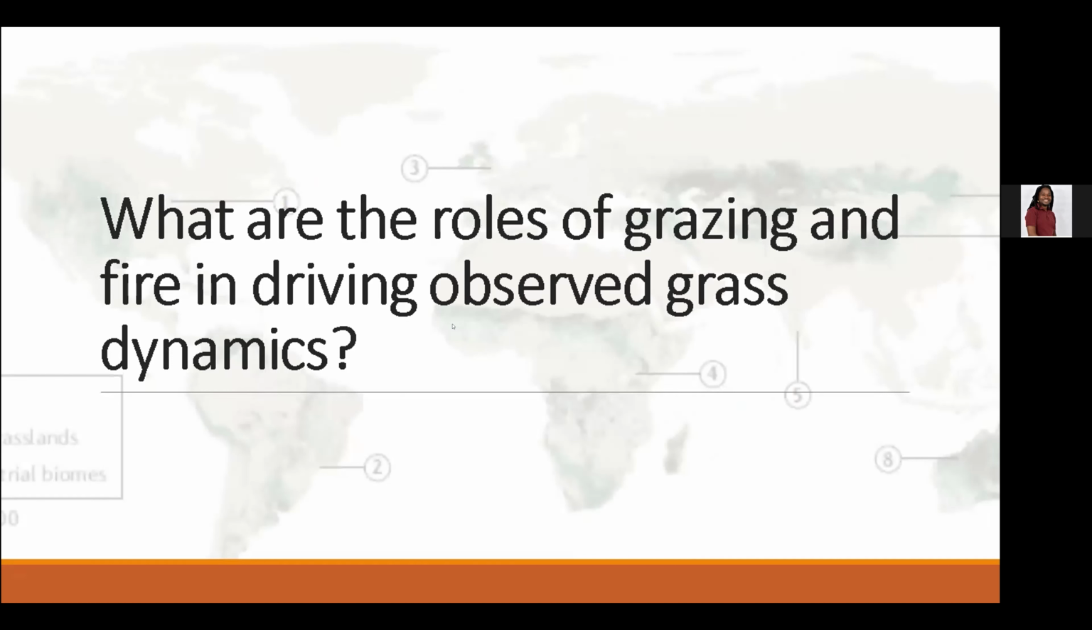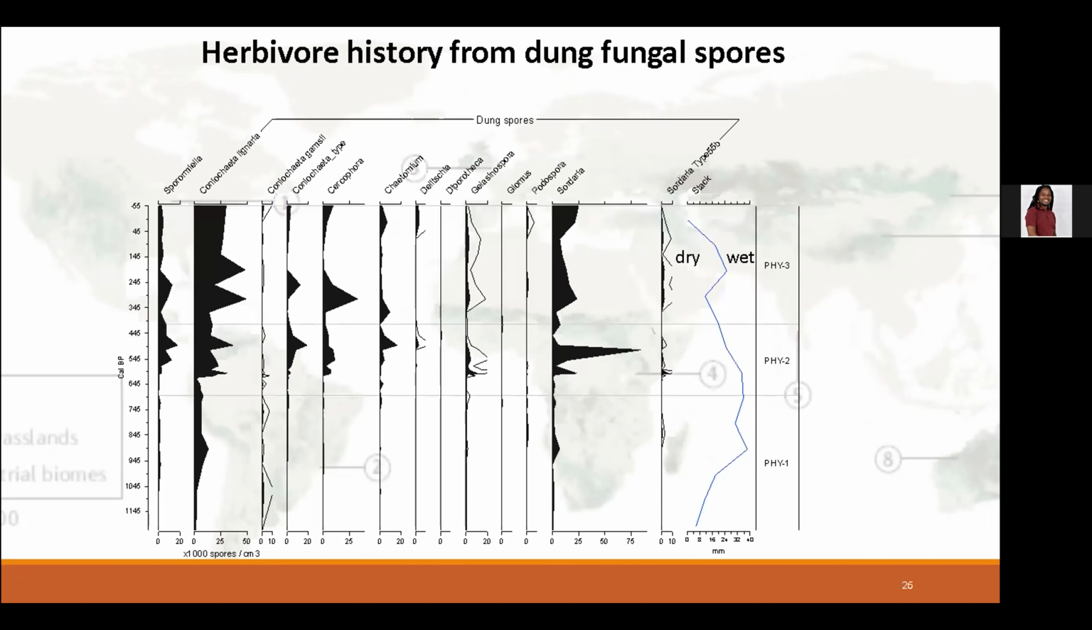And so we wanted to find out what are the roles of grazing and fire in driving these observed grass dynamics. So when you look at the dung spore record, I'd like you to focus on Sporormiella, which is the, how do I get this? I want a pointer. Okay, when we focus on Sporormiella, this one on the extreme left, we can see that there doesn't seem to be much at the beginning, but Sporormiella starts increasing over time and starts decreasing later.